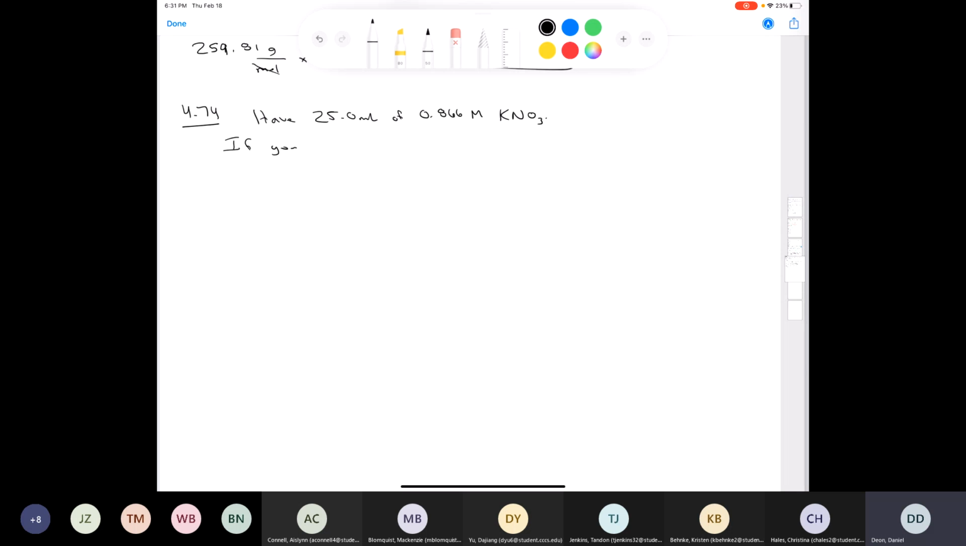If you dilute with water to 500 milliliters, what is the concentration of the potassium nitrate? What would the concentration be in this case? Could anybody tell me what formula we would use to solve this problem? Anybody have an idea where we might start in terms of formulas?